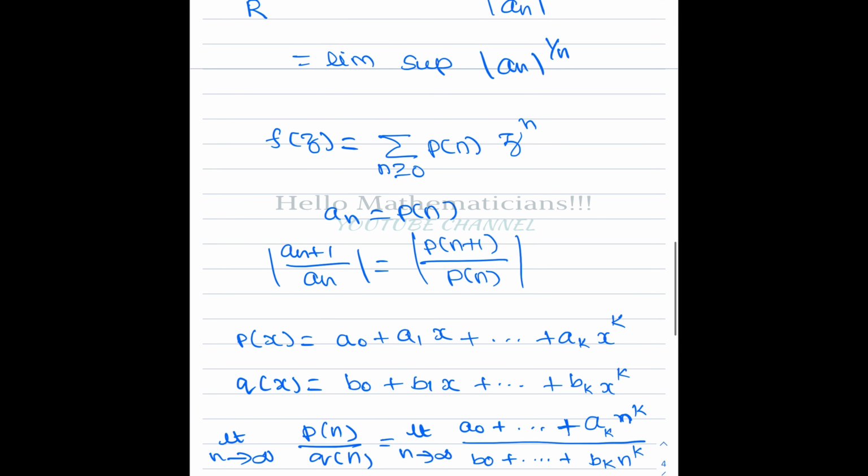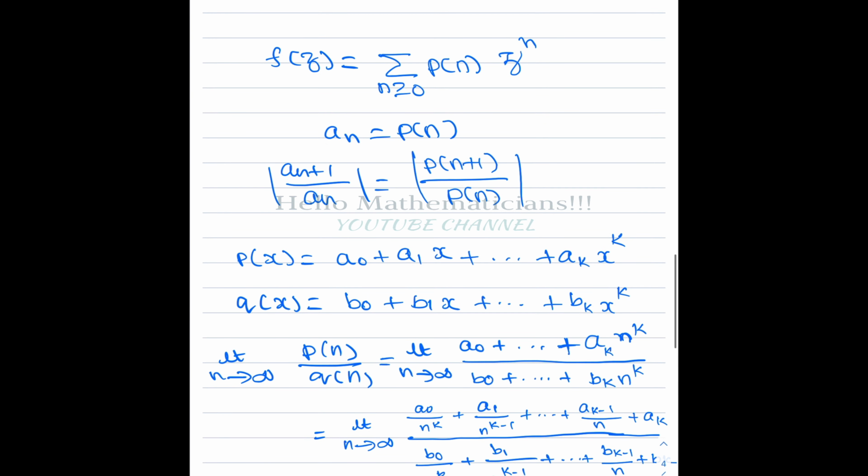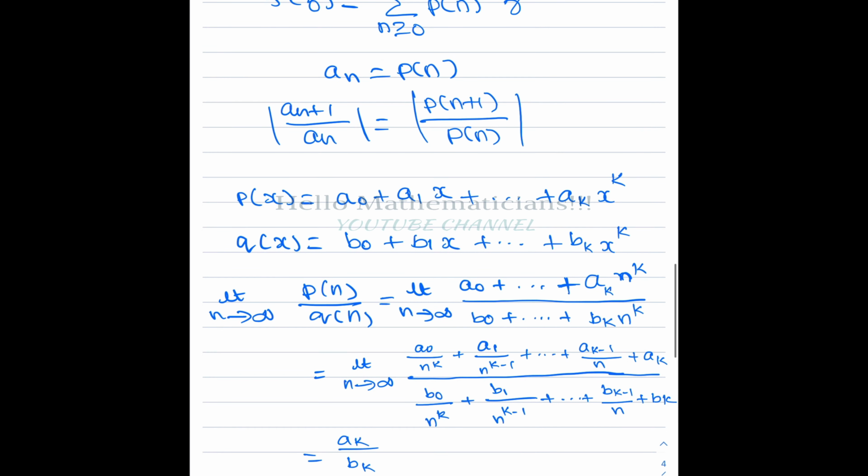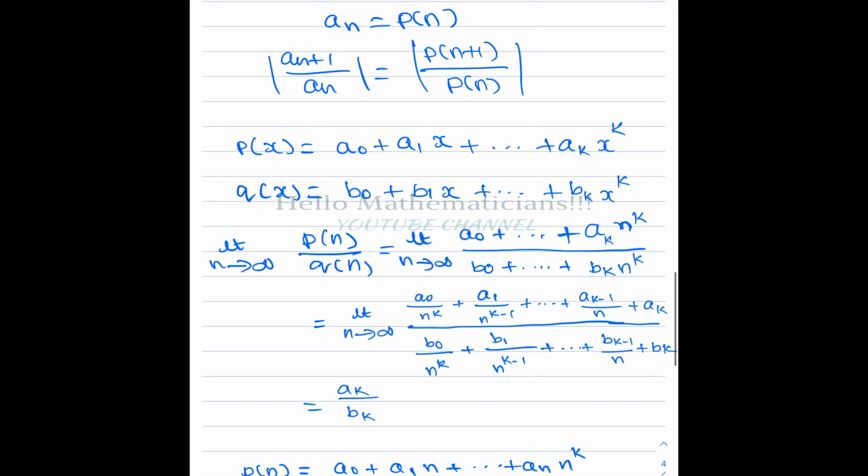So what is a n plus 1? It is p of n plus 1. What is a n? It is p of n. Here we will see one nice limit problem. That problem alone has its own importance in the exams. So basically I take a polynomial p of x of degree k. Similarly, I consider another polynomial q of degree k. Note that they have the same degree.